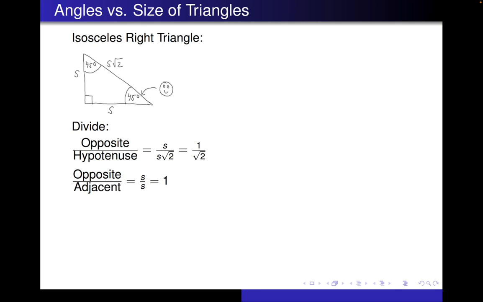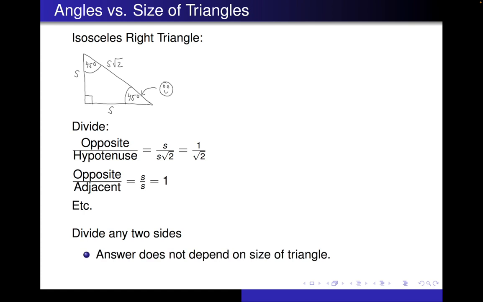One of the things that you might have noticed about both of these ratios is that the s's cancel and you get the same value no matter how big the triangle is. So no matter what my value of s, it could be a huge number, it could be a tiny number, it's going to give me the same values, which means those numbers are completely dependent on the angles. So again, if I divide any two of those sides, the answer is not going to depend on the size of the triangle.